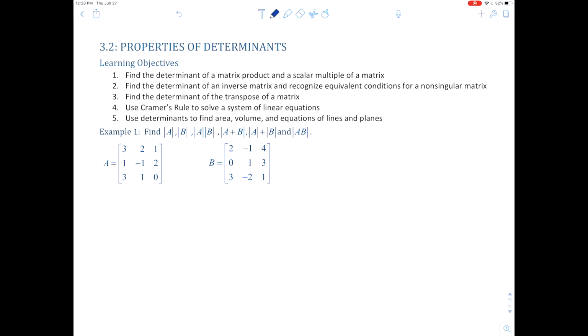Example 1, we're going to sort of discover our properties here. We need to find all these determinants, and this is really a math stretching exercise or warm up, if you will. So go ahead, pause the movie, find these determinants by hand, and then check with me and see how you did. Good luck. Alrighty, let's see how it went.